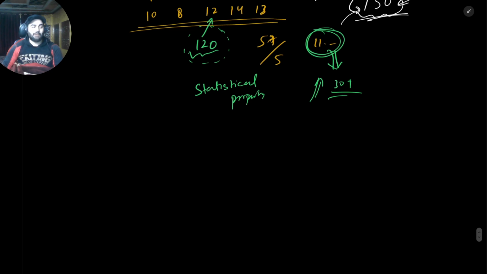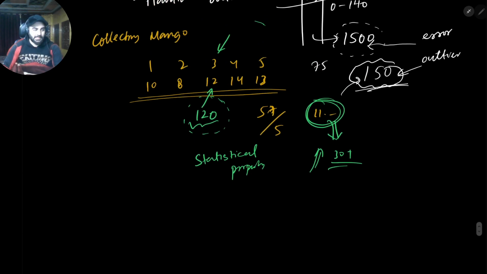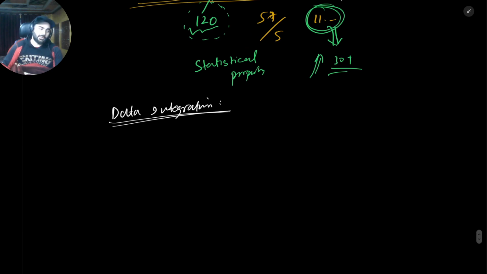Then we have data integration: merging the data from different sources. If you want to make your model better, sometimes your data is so small that you want to integrate more data. For that, there are techniques for data integration, compiling data from different data sources and things like that.